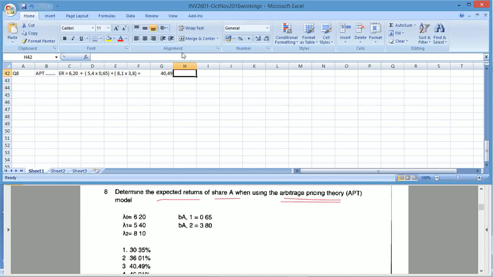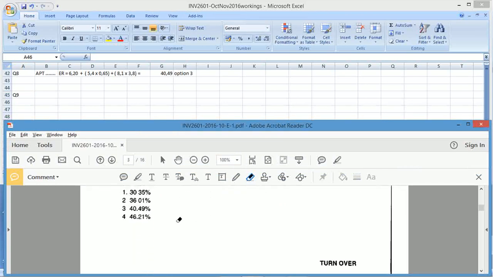$40.49, which we can see is option 3. Question 9.